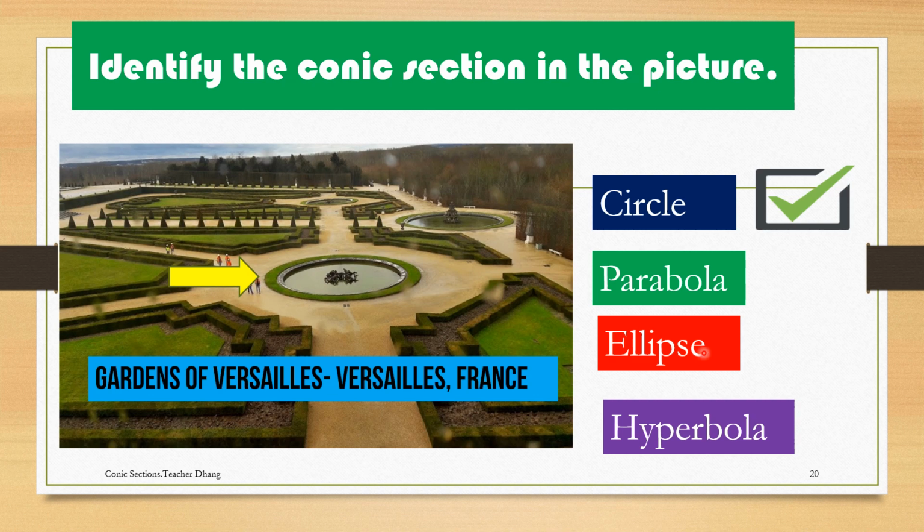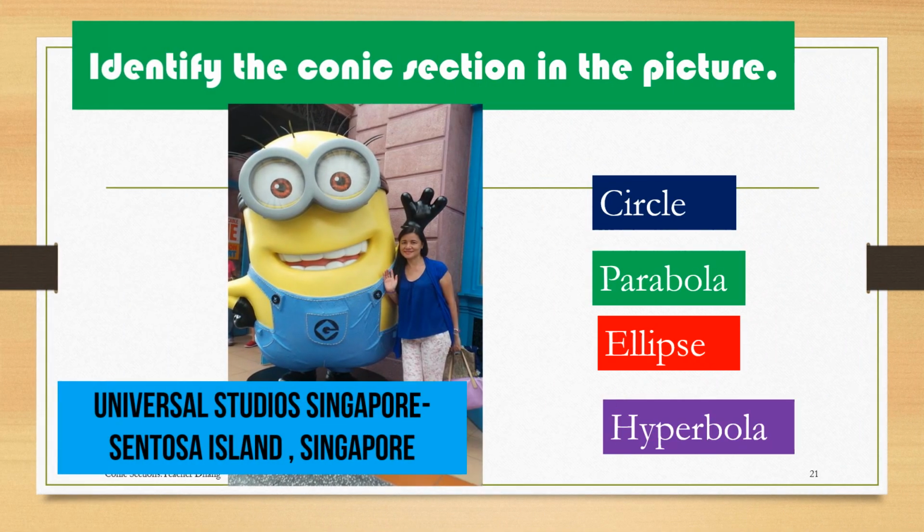Amazing! It is a circle. In the Universal Studios Singapore, I happened to visit the Minion Shop. The Universal Studios Singapore is a theme park located in the Resort World Sentosa on Sentosa Island. It features 28 rides, shows, and attractions in 7 theme zones. So, what is the conic section in the picture?